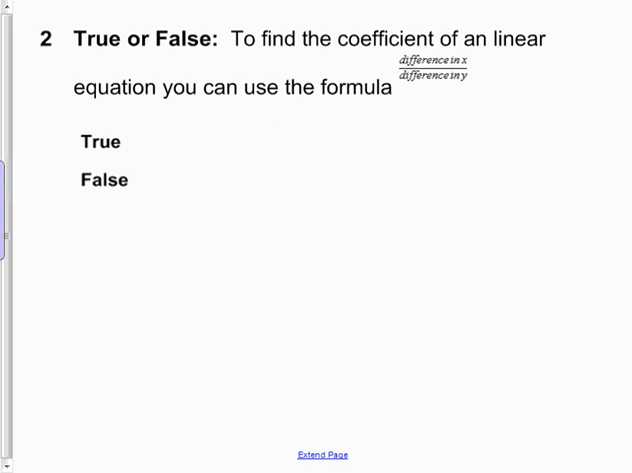Question 2 says true or false. To find the coefficient of a linear equation, you can use the formula the difference in x divided by the difference in y. Is that true or false? It's false. What should it say? The difference in y divided by the difference in x, right? You have to be a little bit perceptive there, which is kind of an easy one to make a mistake on. But the answer is false.